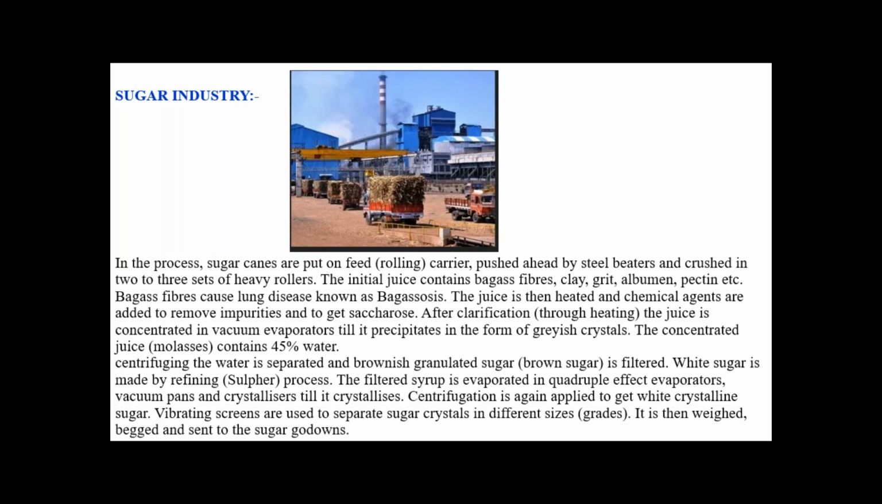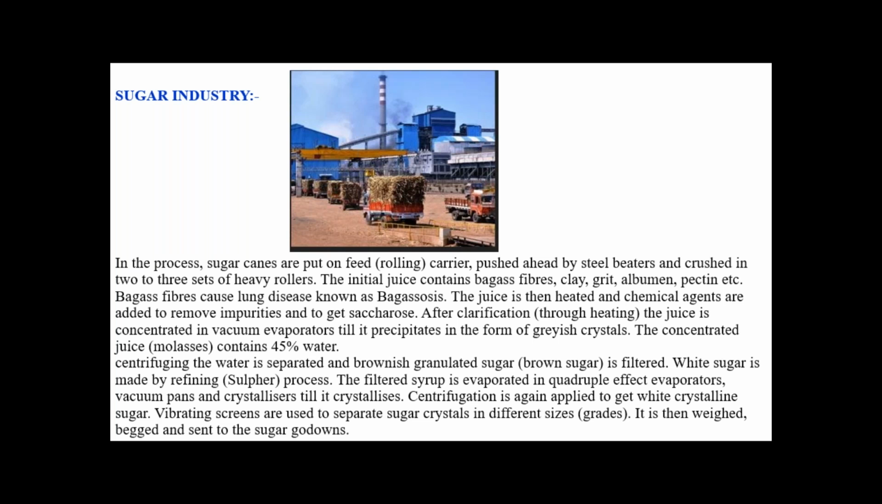In this process, sugar canes are put on the feed, that is called rolling. Normally simultaneous operations are there, that is weighing, carrying, and then rolling, and then it is pushed ahead by the steel beaters and crushed in two or three sets of heavy rollers. Sometimes heavy cutters are used, sometimes only the rollers are used, depending on the type of process. But we have to crush these sugar canes and prepare a juice.